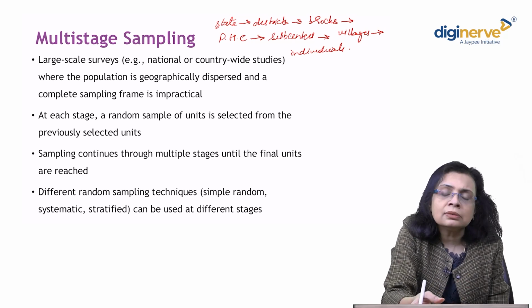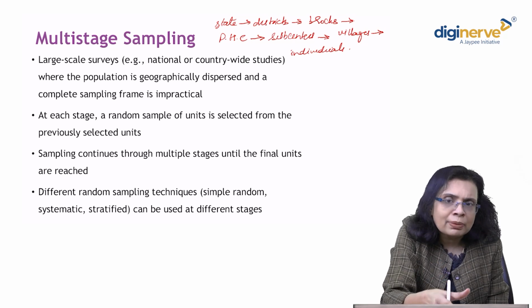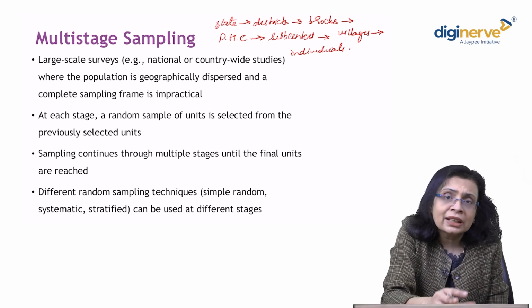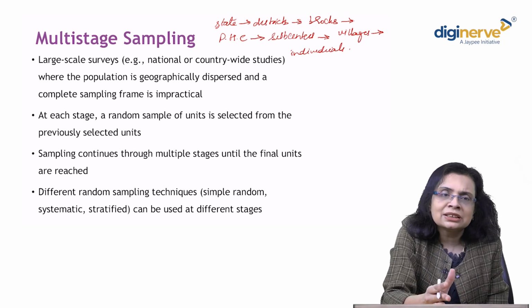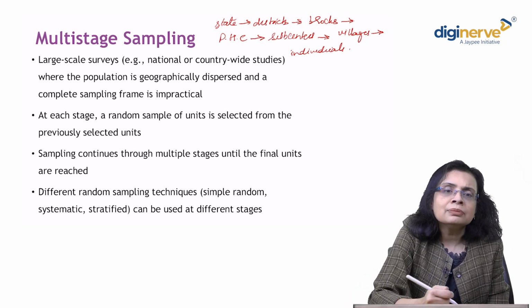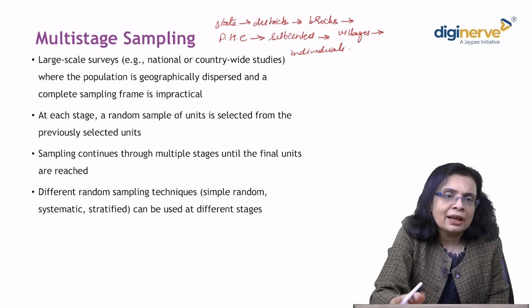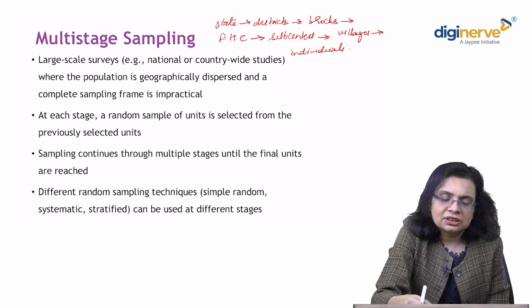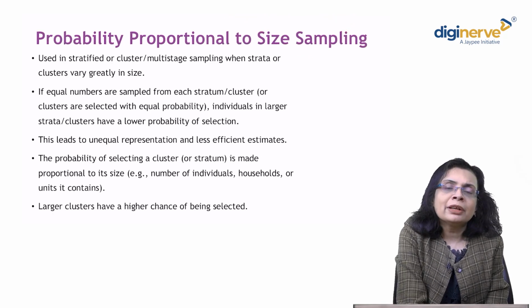So suppose the study involves just some districts, then you will stop at the district level. But if the study involves individuals, you will have to go till the individual level. If the study involves villages, then you can stop at the village level. And different random sampling techniques, which could be simple random, systematic random or stratified random techniques, can be used for collecting individuals at different stages. So now talking about probability proportional to size sampling.